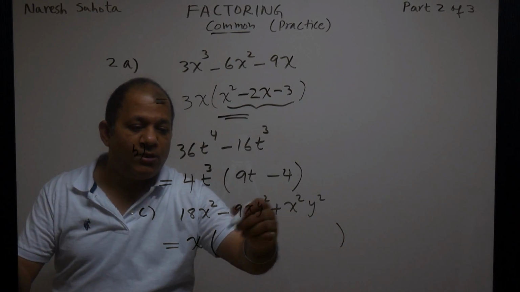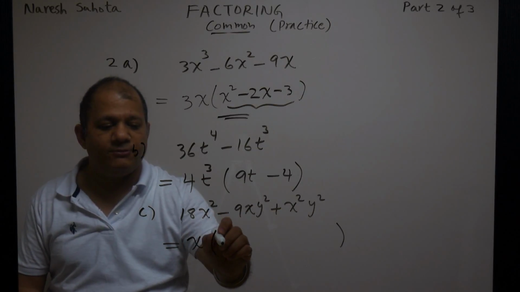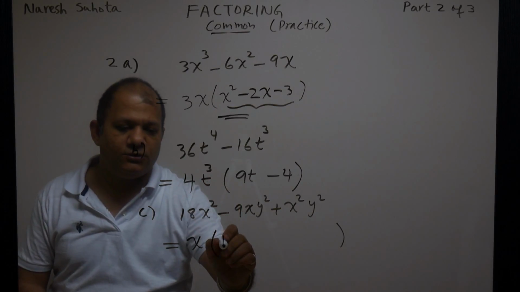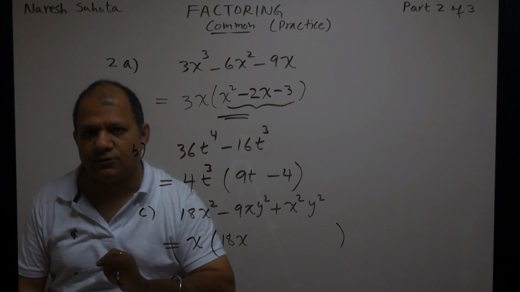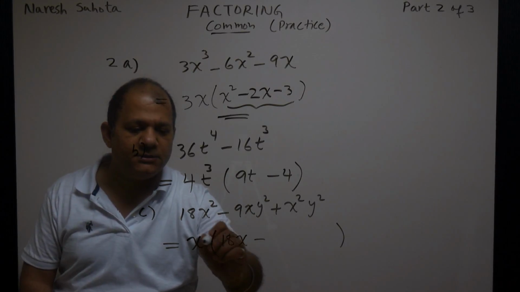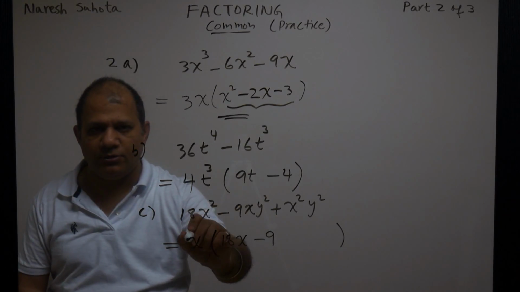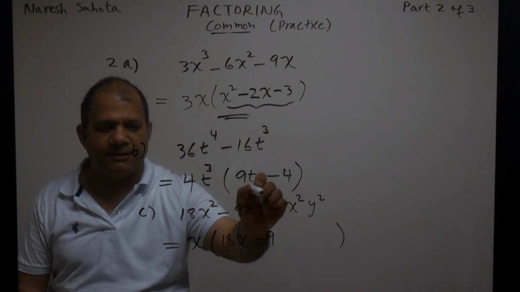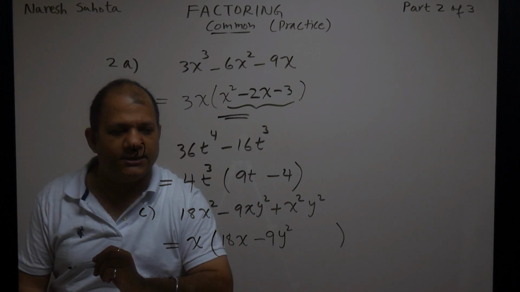And now inside the brackets, you're going to have three terms remaining, right? So x times what will give me 18x squared? So it's going to be 18x, because x times x is x squared. Minus, so I need 9, right? And then x is, I've already pulled out a factor of x. I'm missing a factor of y squared. So this is going to be negative 9y squared.